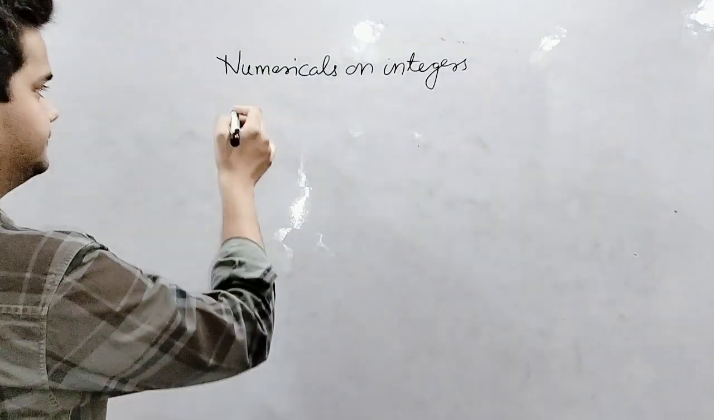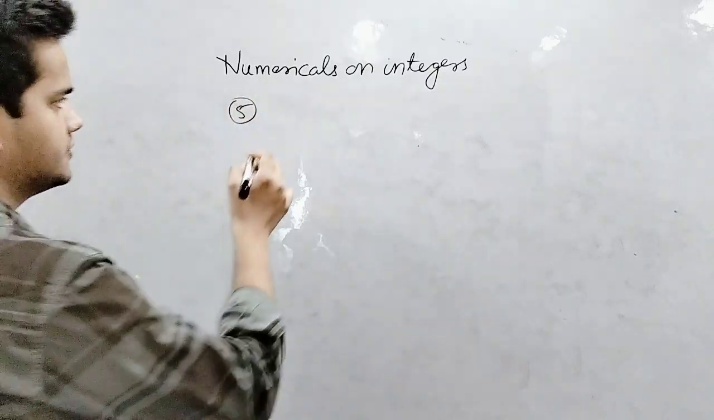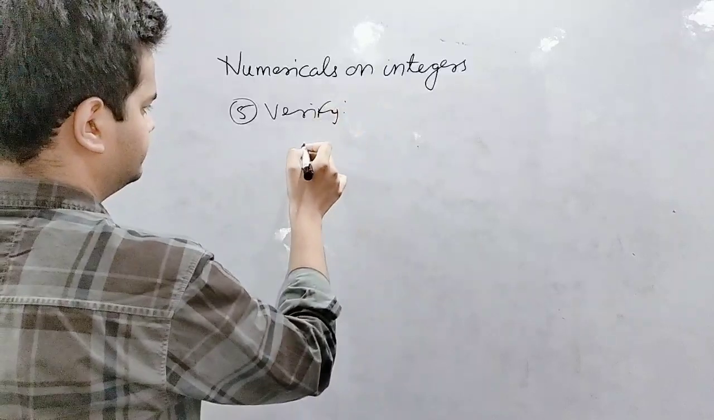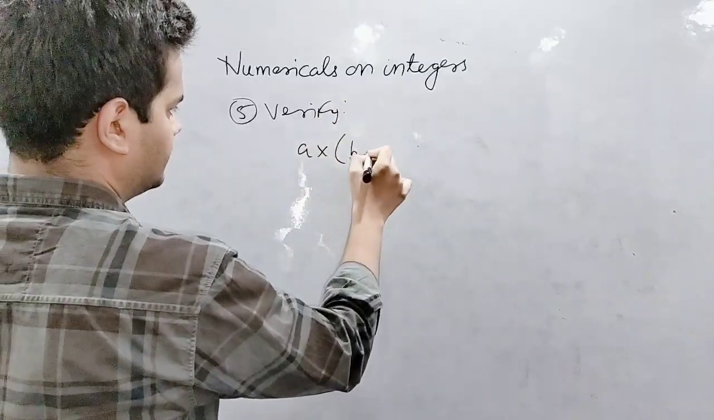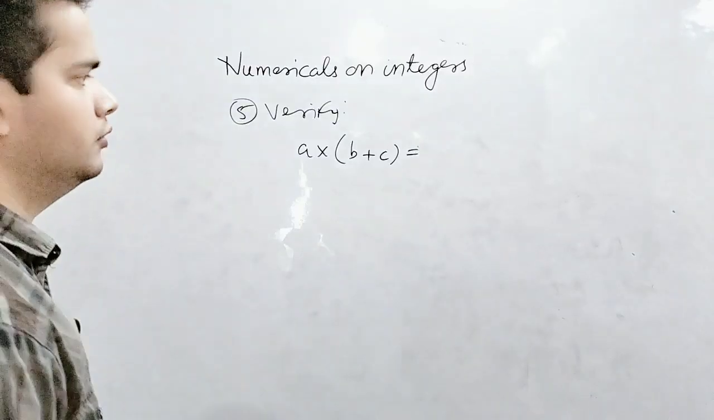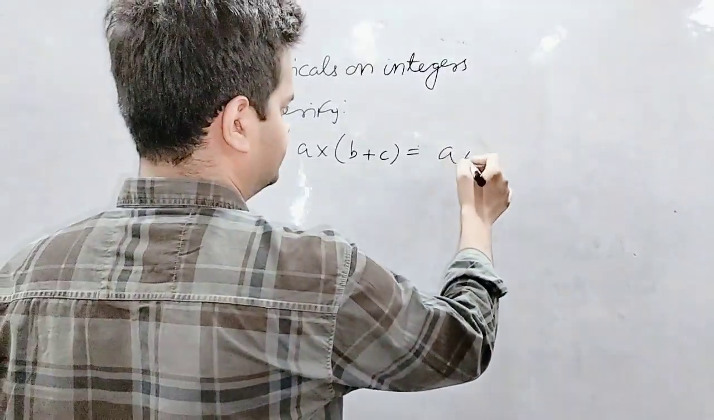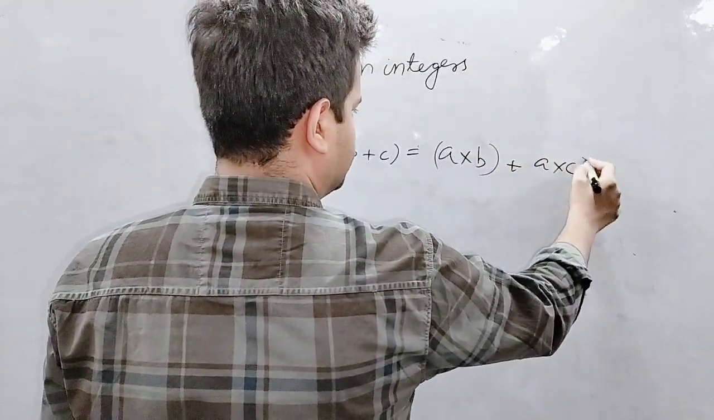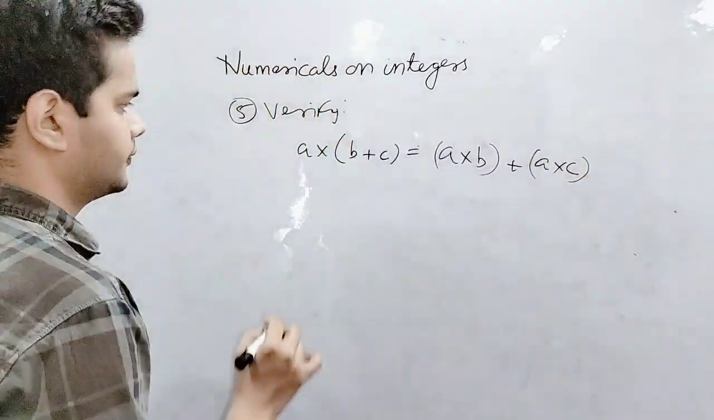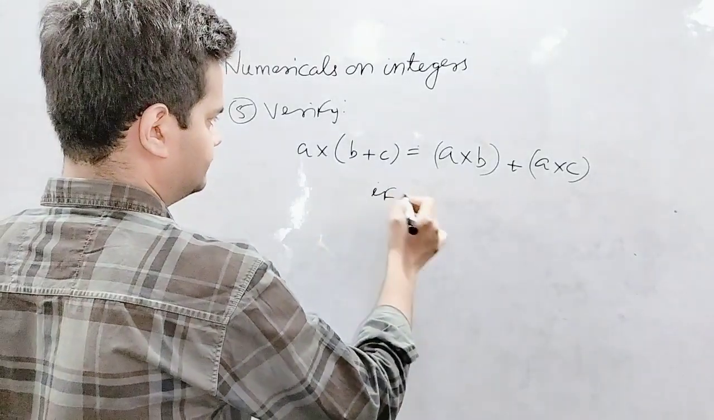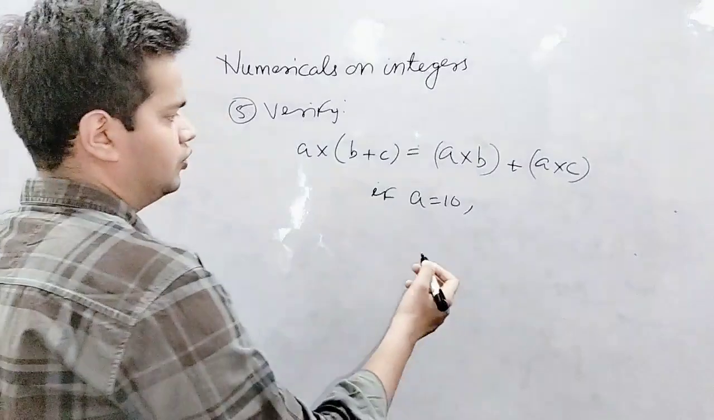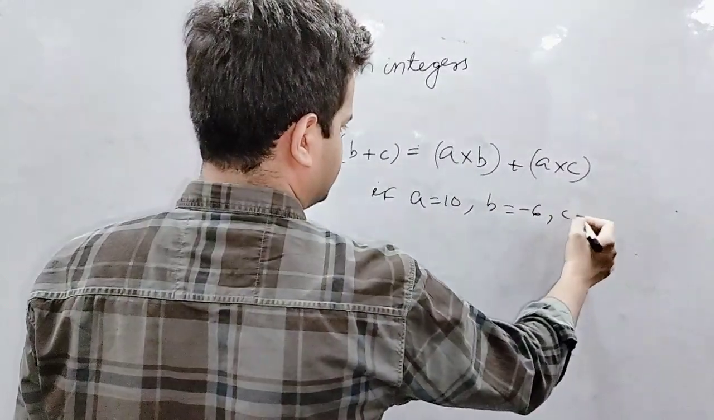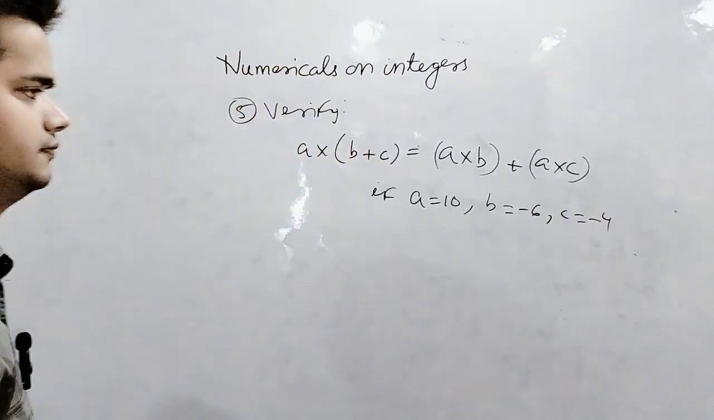The question number 5 is: verify a into b plus c is equals to a into b plus a into c, if a is equal to 10, b is equals to minus 6 and c is equals to minus 4.